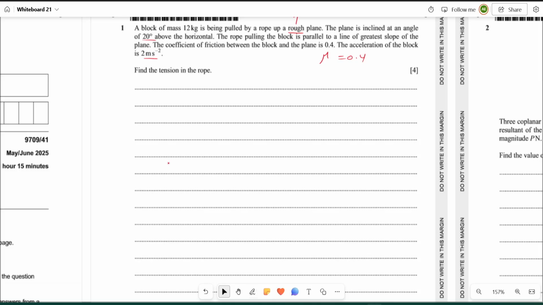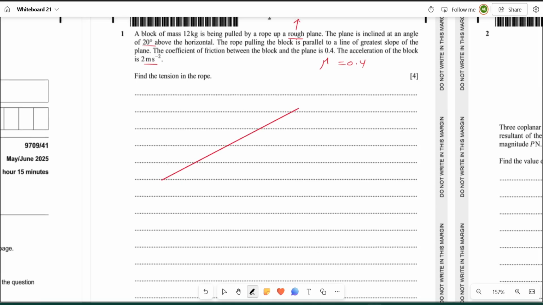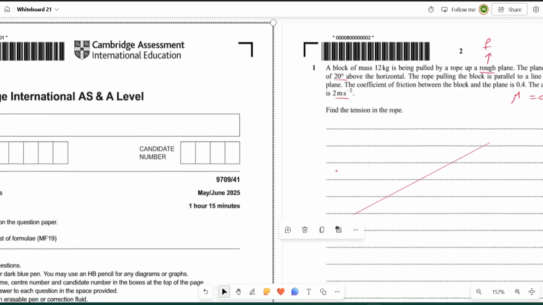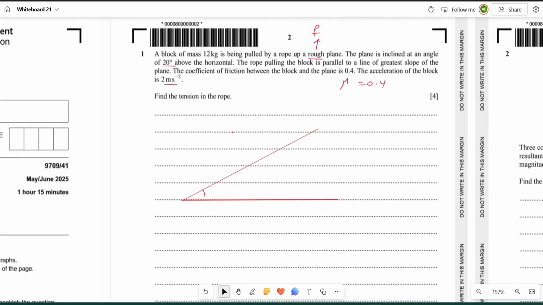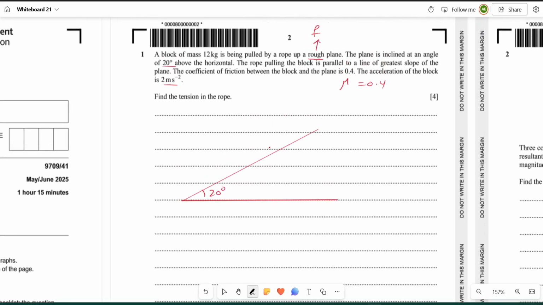My advice to you is always draw these kinds of questions and draw your free body diagrams. So we know that the angle is 20 degrees with the horizontal. This is our block, and let's draw the free body diagram representing all the forces acting on this block. So we'll have the weight straight down. It's going to be the mass, which is 12 kilograms, times the acceleration of gravity. For Cambridge, you take it as 10, so g equals 10 meters per second squared.